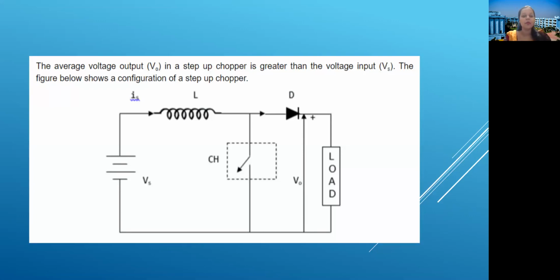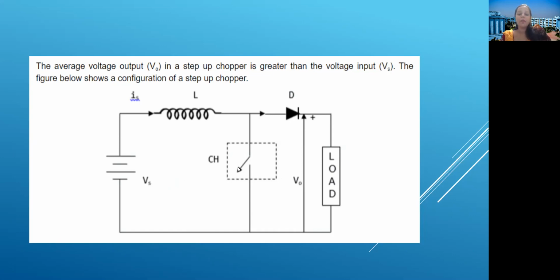In step up chopper, the chopper is connected in parallel with the supply and load. The inductor is placed between chopper and supply, and the diode is placed over here. Now initially, when the switch is closed, current flows through the inductor and a short path is obtained here, so current passes over there, right? No current flows through the load.